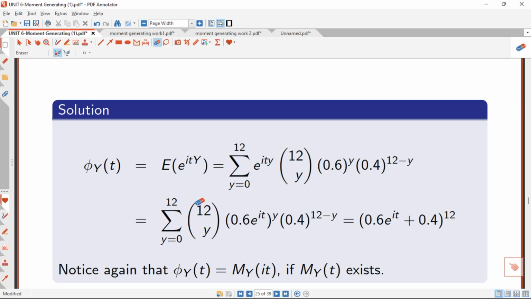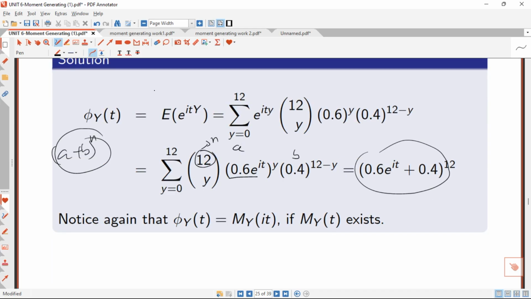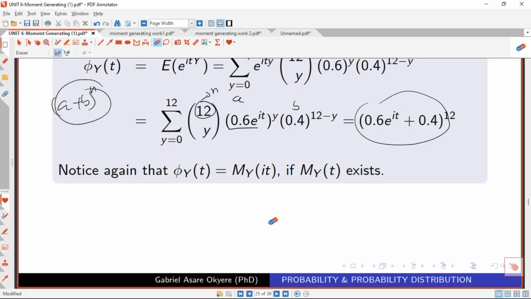And in the moment generating function video, I told you that this represents the binomial expansion formula, which represents a plus b all raised to the power n. So when we come here, this one represents our a, this one represents our b, and the 12, as you can see here, represents our n. So we just substitute it in to get what we have here. You see that is the same thing. So since the moment generating function exists, we can just replace that place by i times t to get your answer.